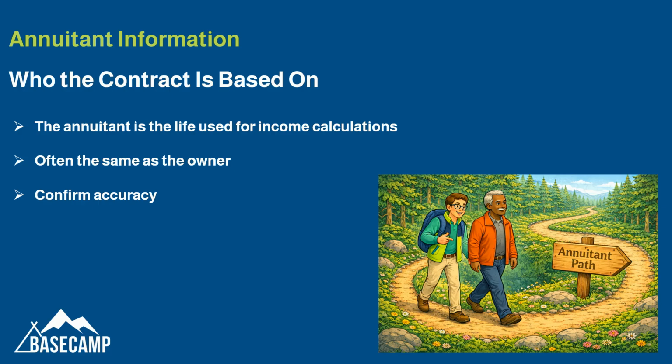Because of that possibility, it's important to confirm that the correct person is listed in this role when completing the application. Taking a moment to review this designation with the client can help ensure the information recorded matches the retirement strategy that has been discussed. The illustration on the slide reflects this idea as well. You can see me and an annuitant walking along a path labeled Annuitant Path, which serves as a reminder that the annuitant represents the life tied to certain contract calculations.